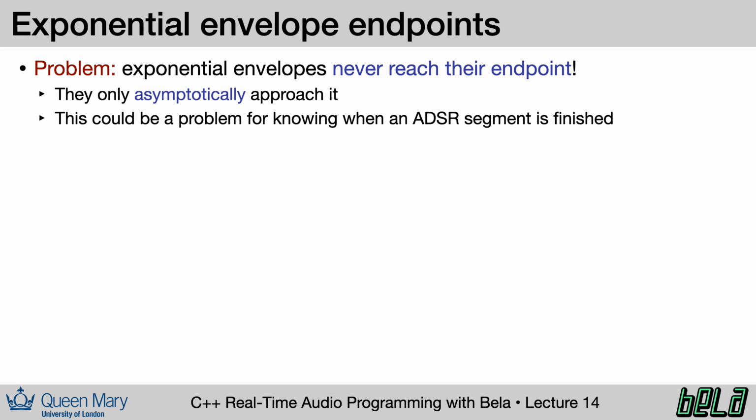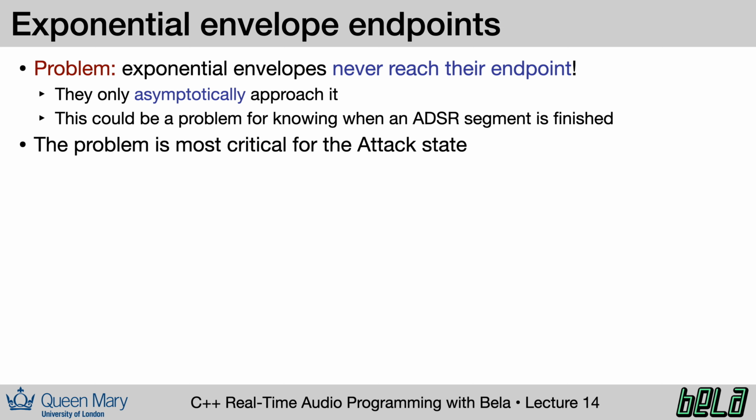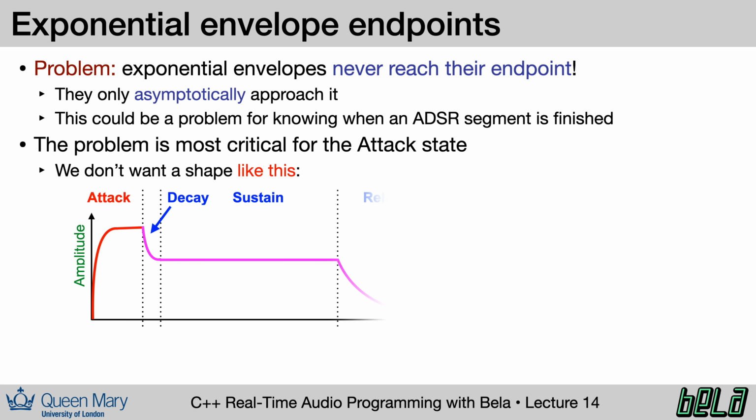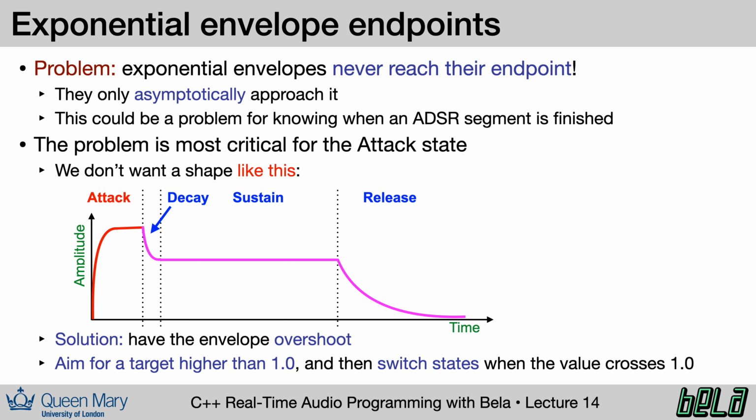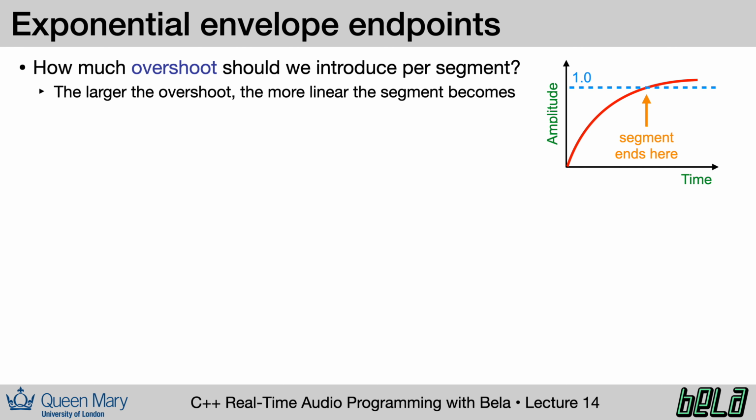This could be a real problem if we want to know when our segment is finished inside of an ADSR. And it could be especially problematic inside of the attack state, where we don't want a shape that looks like this, where we have a long asymptotic approach to a value of 1 before we can move on to the decay state. There are a number of ways of approaching this problem, but our solution will be to have each segment overshoot its target value. So for example, if we wanted the segment to get to a value of 1.0, then our exponential function y of n should ultimately aim for a target higher than 1, such that we can switch states when the value crosses 1. How much overshoot should we introduce to make this work?